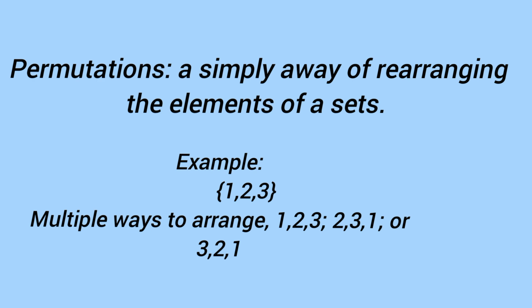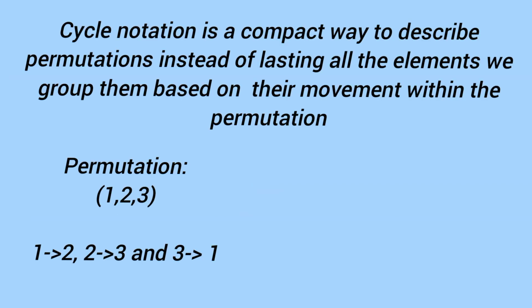Now, how do we represent a permutation efficiently? This is where cycle notation comes in. Cycle notation is a compact way to describe permutations. Instead of listing all the elements, we group them based on their movement within the permutation.